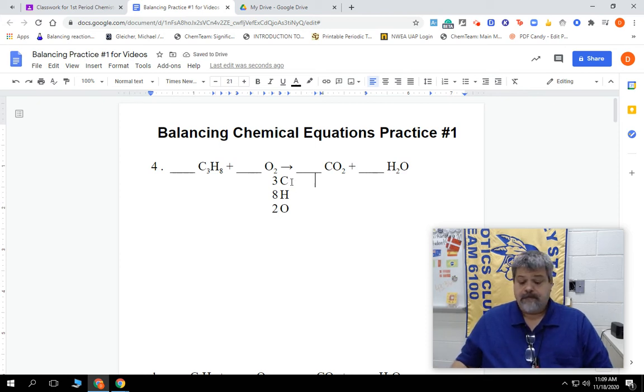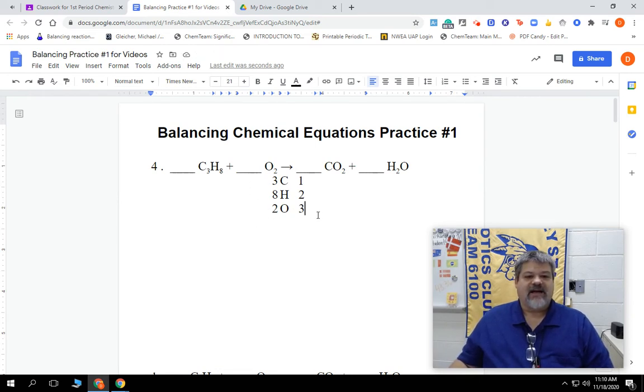On this side, we're going to have 1 carbon here. We have 2 hydrogens right there. And down here we have 1, 2, 3 oxygens. 3 oxygens. So now we look at it in a totally different way.